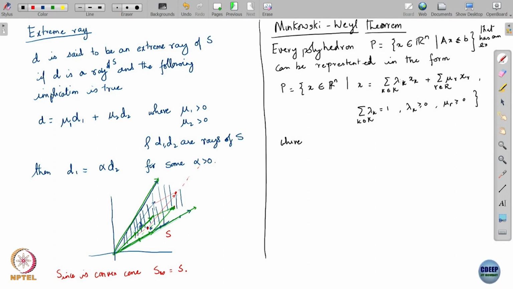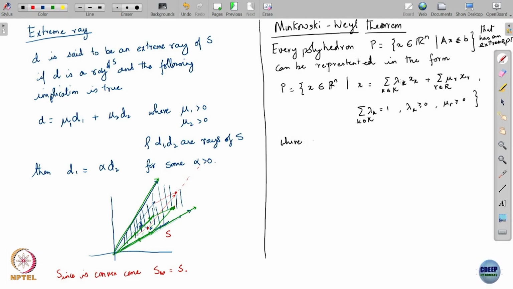that has an extreme point. So, every polyhedron that has an extreme point can be represented in the following form. So, the polyhedron is actually in the following form. Every point in it is a convex combination of points x k, where k ranges over a set capital K, plus a conic combination of points x r, where r ranges over a set capital R.